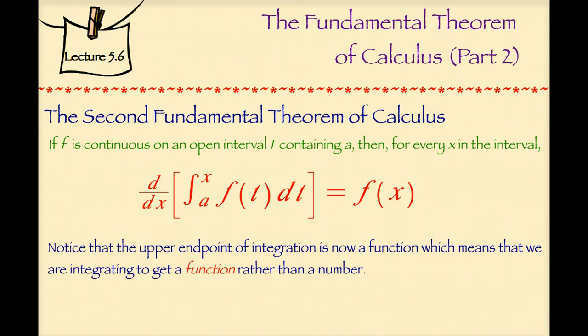If f is continuous on an open interval I containing a, then for every x in the interval, the derivative with respect to x of the integral of a function from a to x is equal to f of x, the function. Notice that the upper endpoint of integration is now a variable in terms of x. Therefore, the integrand is written with a different variable to avoid confusion. But since the upper endpoint of integration is now a function, this means we are integrating to get a function rather than a number.